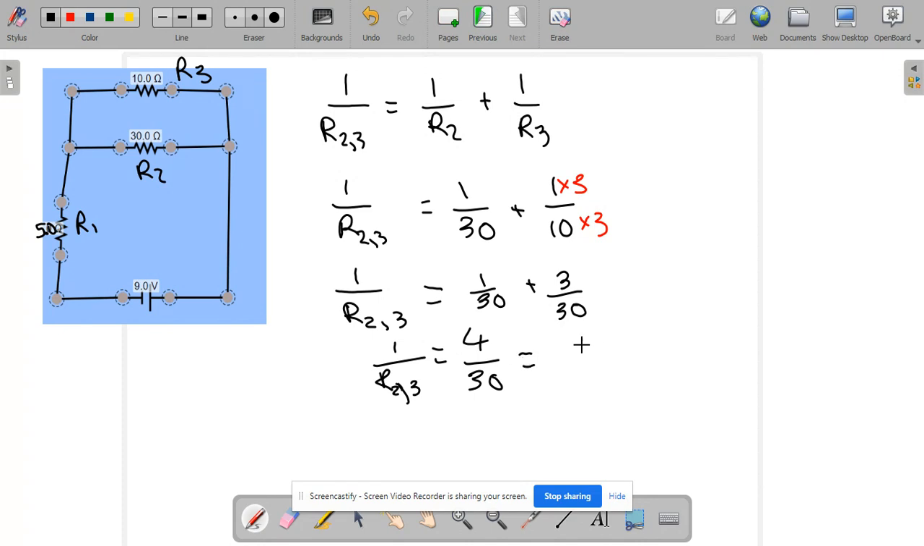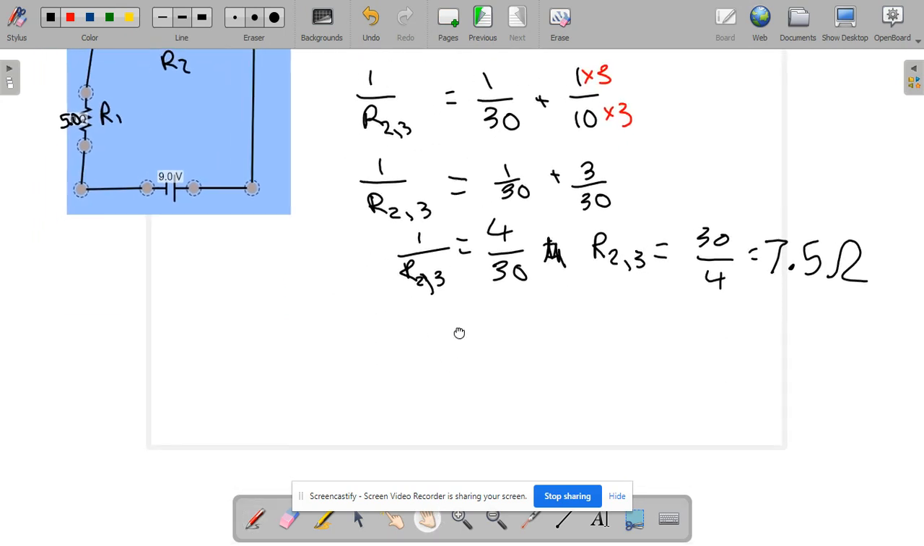Now we can't leave it as 1 over R2,3 equals that. We're going to do R2,3 is 30 over 4, which would be 15 over 2, which would be 7.5 ohms.